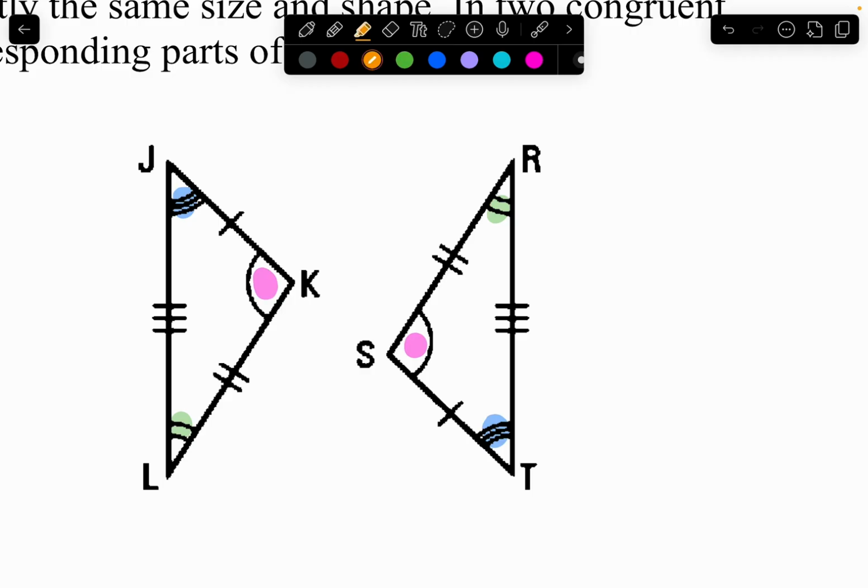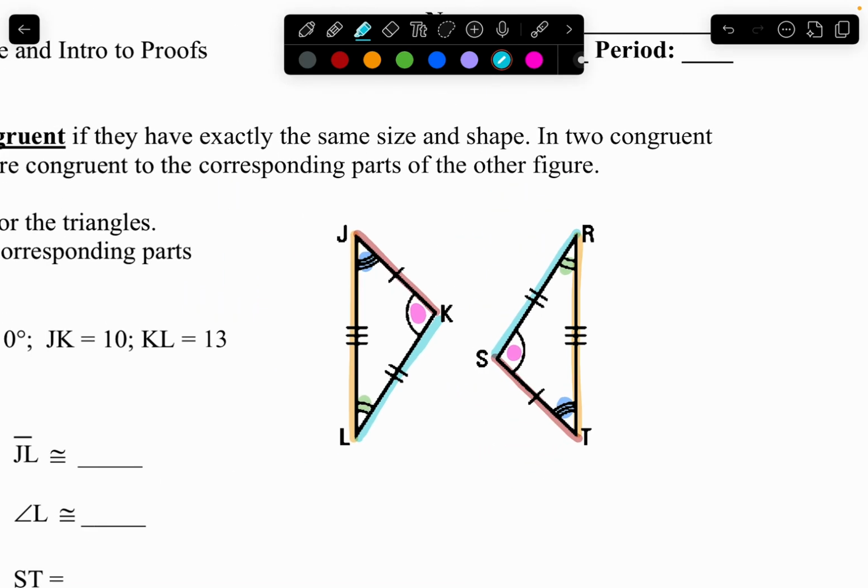Then if you look, line JL is going to correspond with RT because both of those lines have the triple congruency markers. I'm kind of running out of colors here. JK corresponds with ST because they have the single congruency marker. And then what color have I not used yet? Light blue? That one's fine. And then LK is going to be congruent to SR because they have the double congruency markers on there.